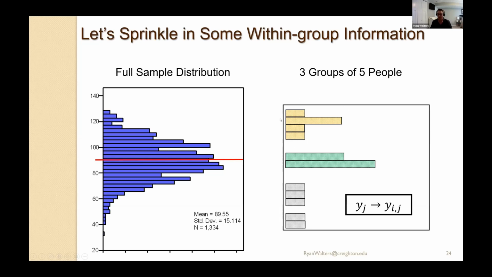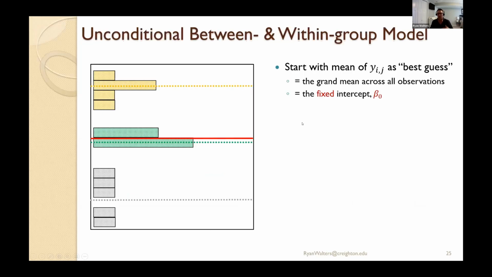That's going to be standard across the entirety of this workshop. So again, 3 groups with 5 people. We're going to start with our best guess of an observation for all observations taken across all groups. That's going to be our fixed intercept, right? It's the most likely value based on that response distribution. That's going to serve as our fixed intercept. That's our thick red line here.